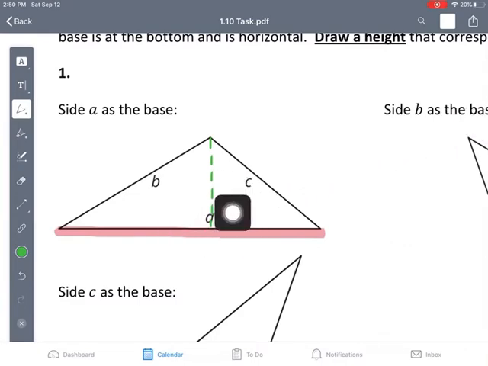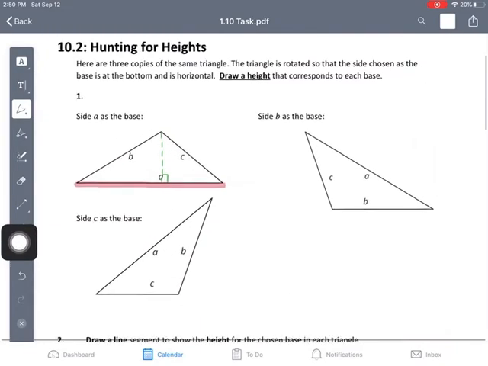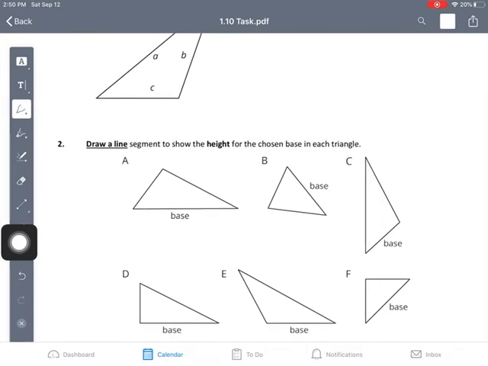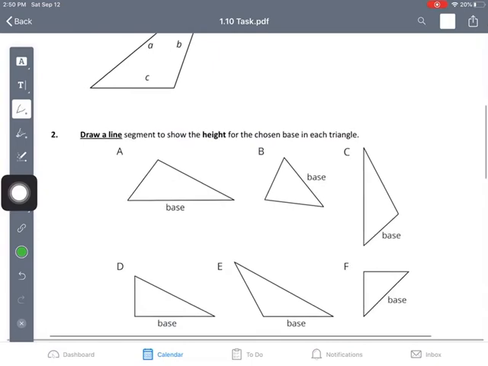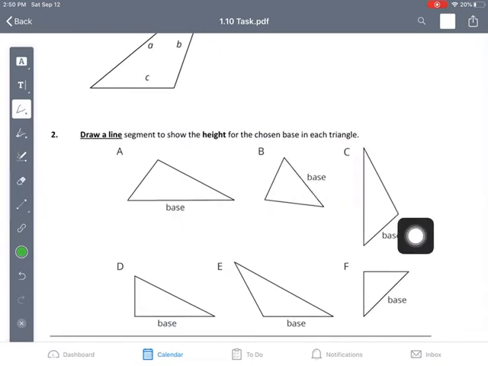Remember, it has to be a right angle to your base. In this case, the base was A. That was my base. I drew a right angle to it, okay? Now I'm going to go down to the bottom. Draw a line segment to show the height of the chosen base for each of these triangles. So you're going to do the exact same thing that I did before, but you're going to have to do it for each one of these triangles. And it tells you which one to use as a base. So I'm going to give you an example for 2 of them.